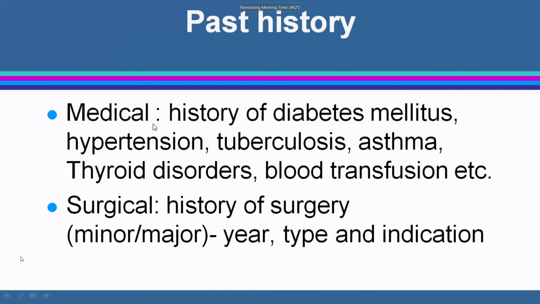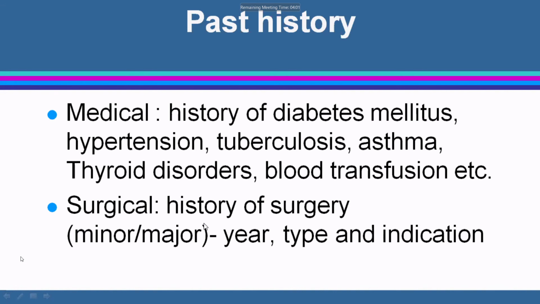Important things to mention is past medical and past surgical history. Right? Past medical history means history of diabetes mellitus, hypertension, tuberculosis, asthma, thyroid disorders, any history of blood transfusion, or any other significant illness in the past. Right? You cannot ask all the diseases in the world, but you have to ask about these things, okay, because these are important.